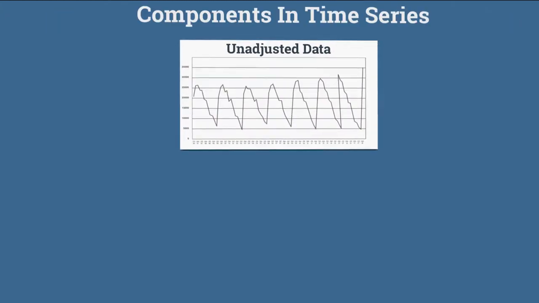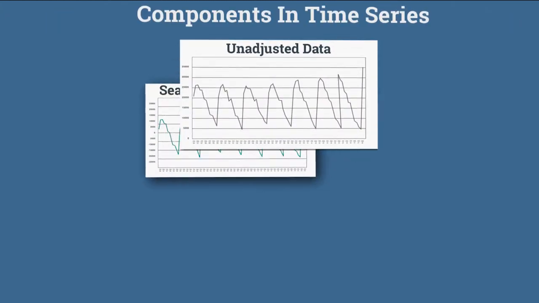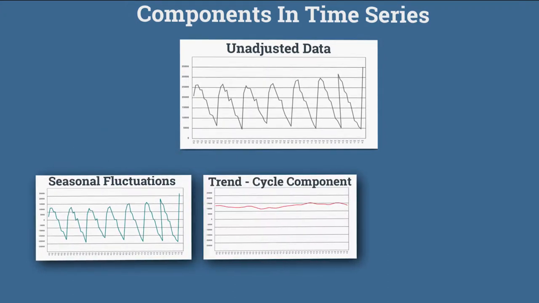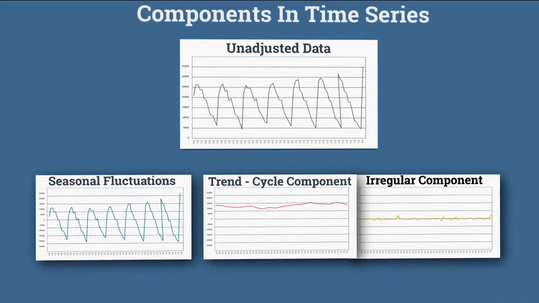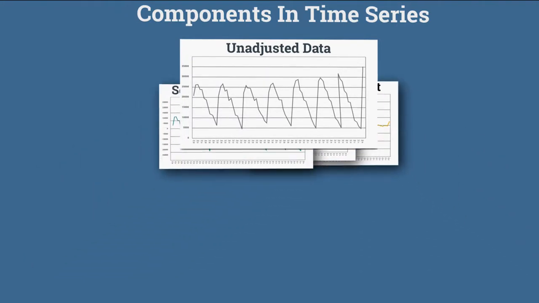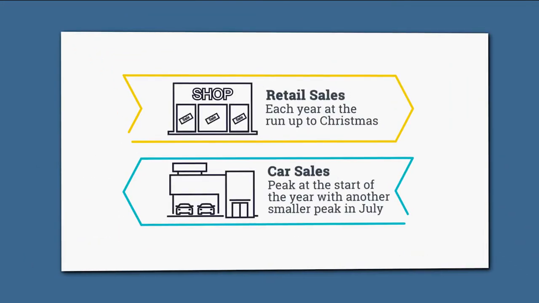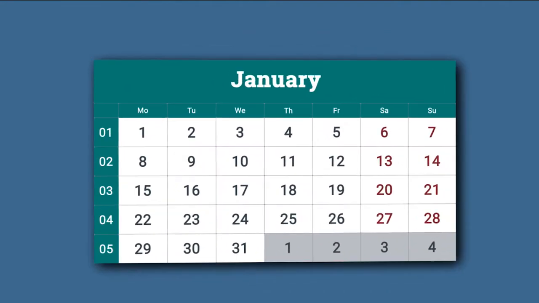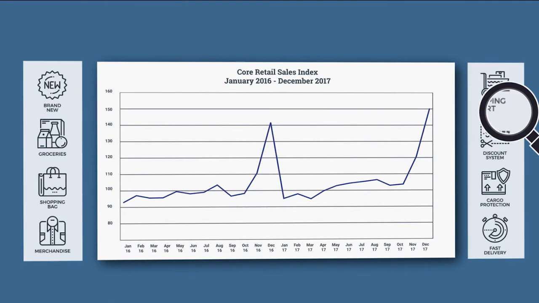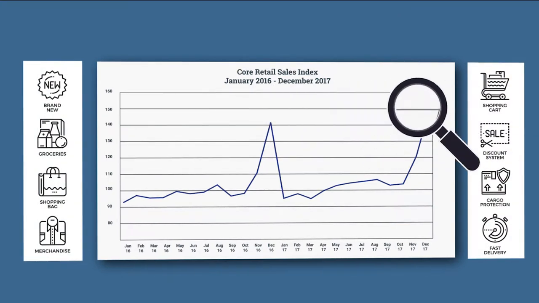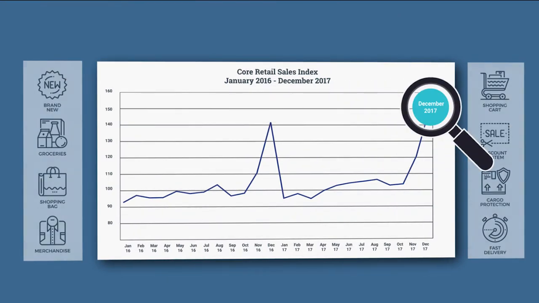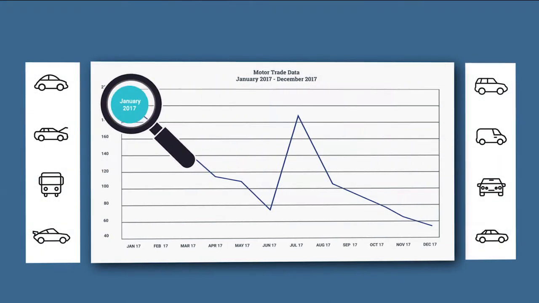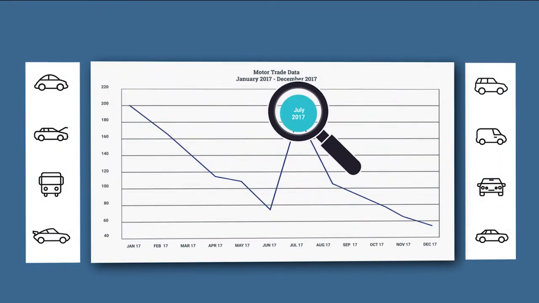Time series data can be broken down into three distinct components: seasonal fluctuations, the trend or trend cycle component, and noise or the irregular component. Seasonal fluctuations are peaks and troughs in a time series that repeat at roughly the same time each year. Examples of seasonal fluctuations are the increase in retail sales that occurs each year in the run-up to Christmas, and the peak in new car sales at the start of each year, with another smaller peak in car sales in July.